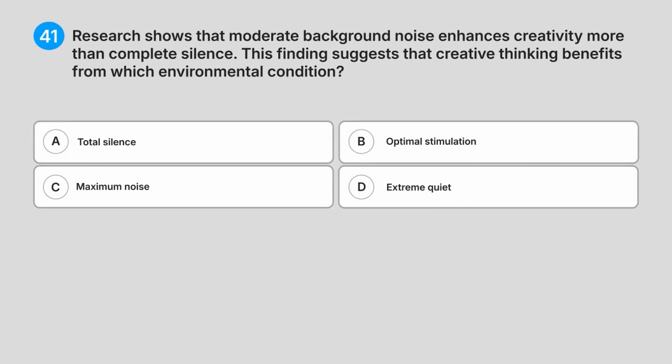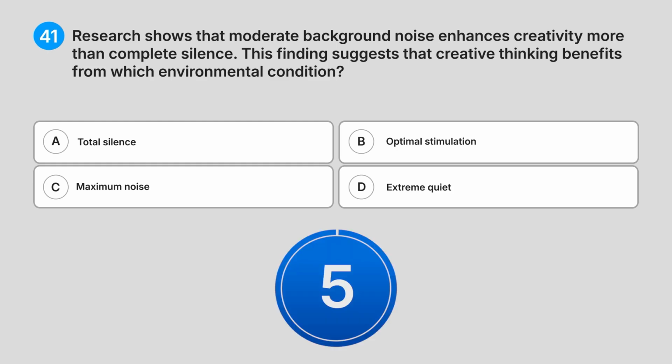41. Research shows that moderate background noise enhances creativity more than complete silence. This finding suggests that creative thinking benefits from which environmental condition? A. Total silence. B. Optimal stimulation. C. Maximum noise. D. Extreme quiet. Do you know the answer?